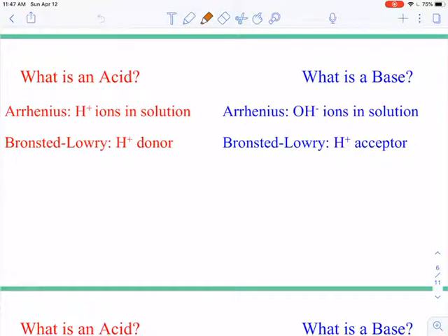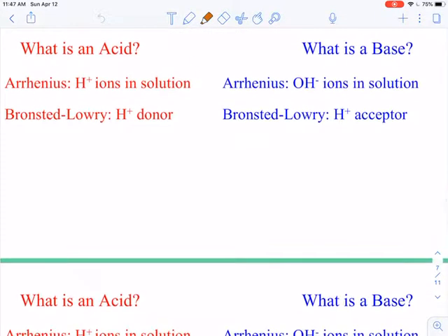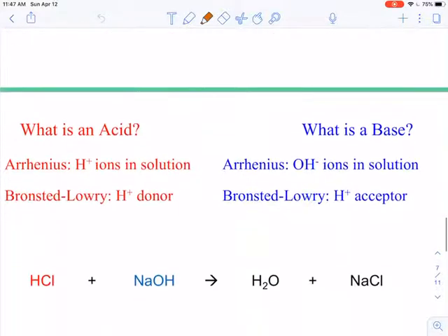Then we also have Brønsted-Lowry's definition. This was another scientist who actually thought acids will donate an H+ ion and bases will accept an H+ ion. So these are different, but they still are talking about acids and bases. And we will look at them differently depending on what we are discovering with our acids and bases.